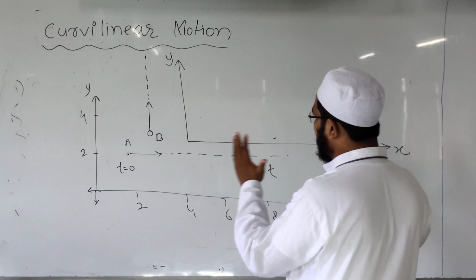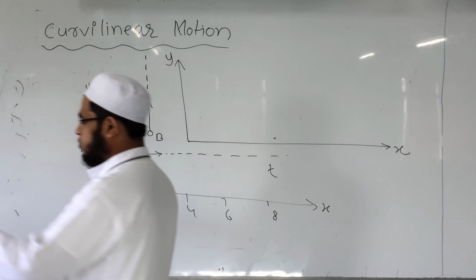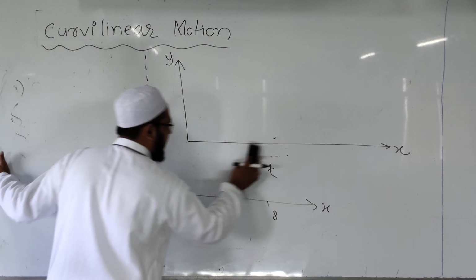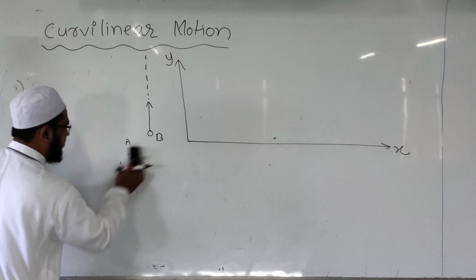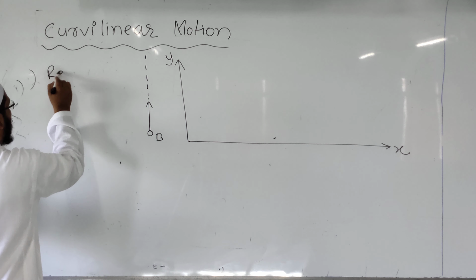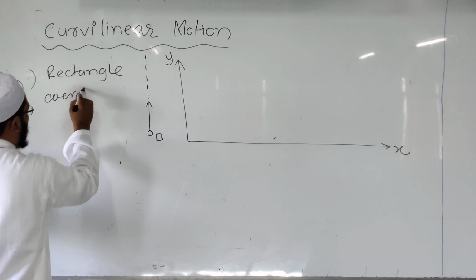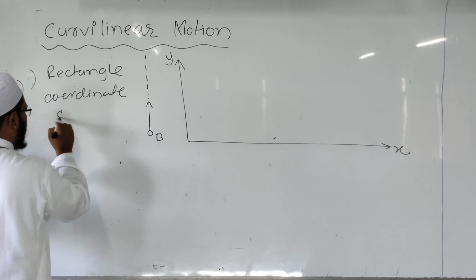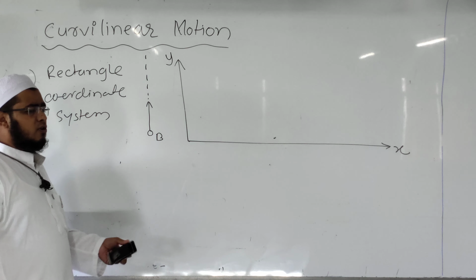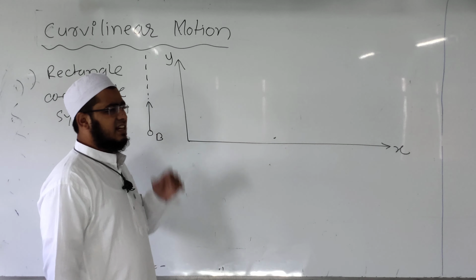So to describe the curvilinear motion, there are coordinate systems. We will see the first coordinate system, which is called the rectangular coordinate system. This system is very simple, as it's composed of our general coordinate system X and Y.